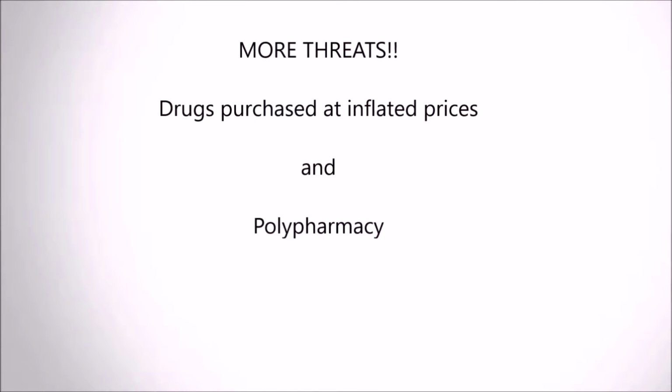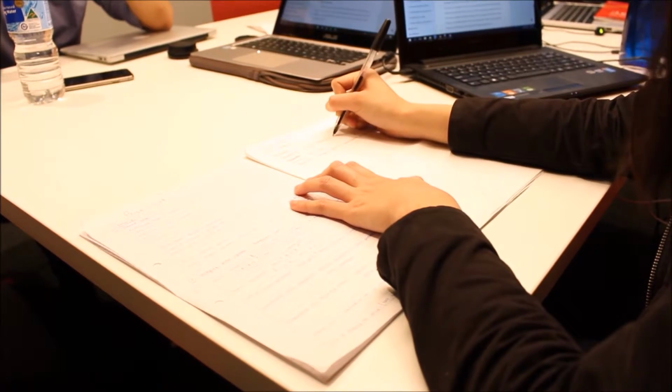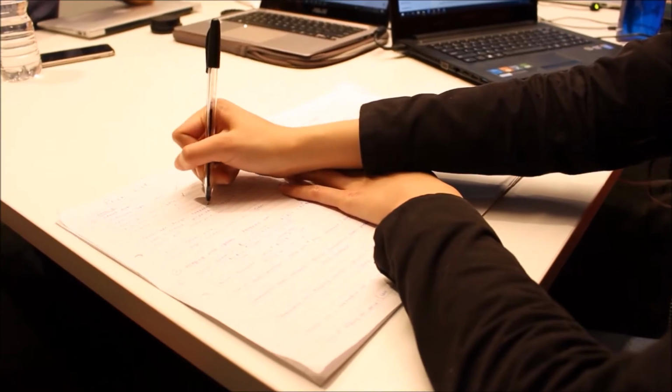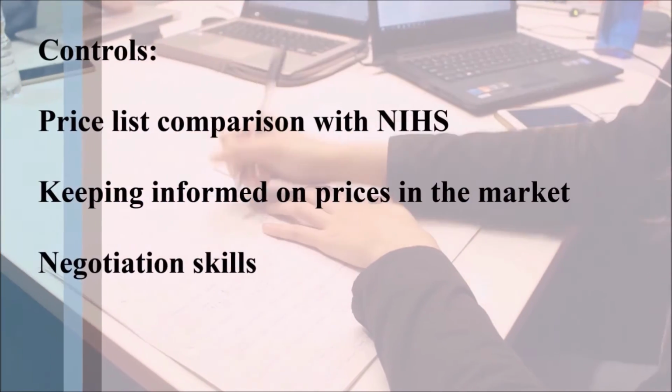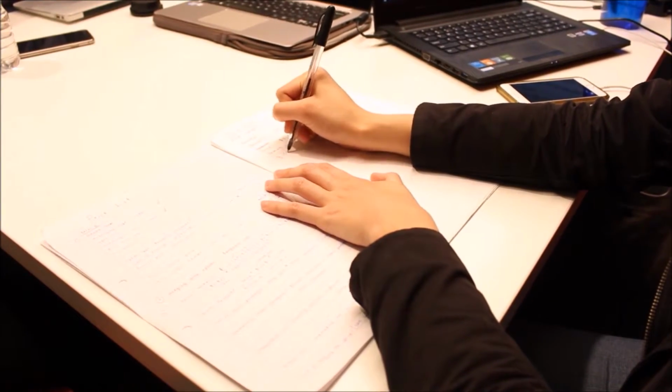The hospital is constantly at risk of overspending on a limited budget. This happens when the hospital is purchasing drugs at an inflated price and also stems from an irrational usage of drugs. Our control is to conduct regular comparisons between existing price lists and the one established within the National Health Insurance Scheme. This way we keep informed on the market value of frequently used drugs and avoid purchasing at unreasonable prices. Additionally, negotiation skills are needed in order to purchase the best drugs at a lower price.